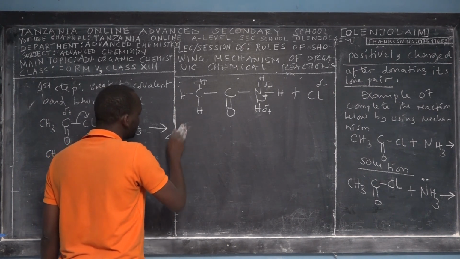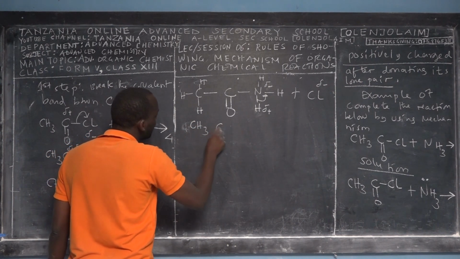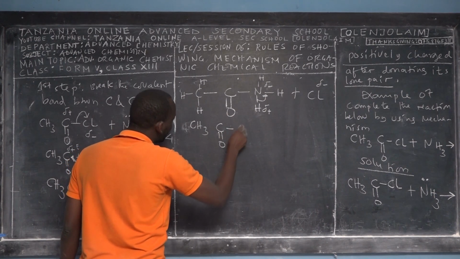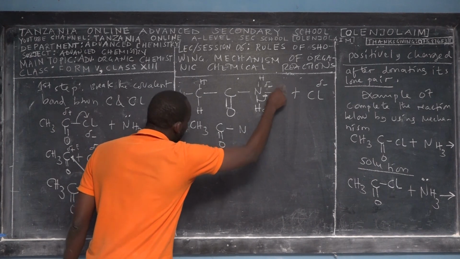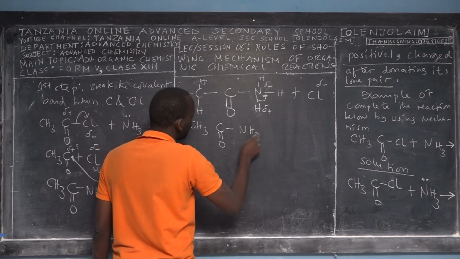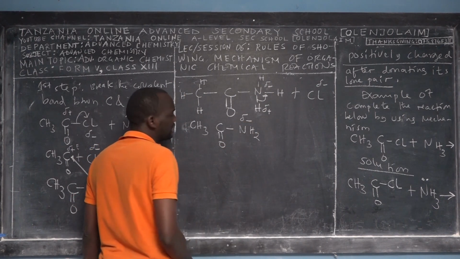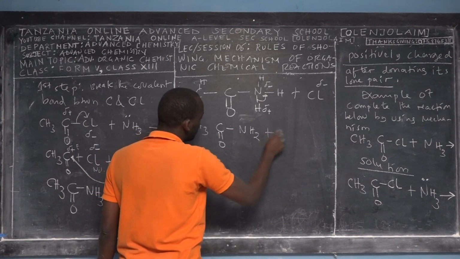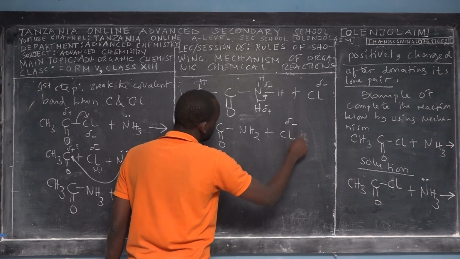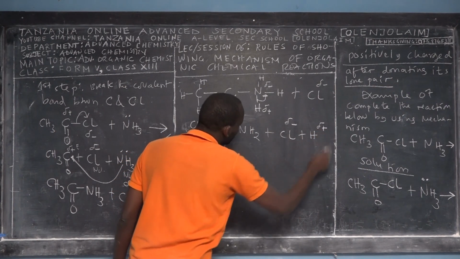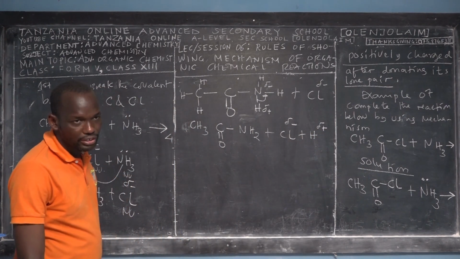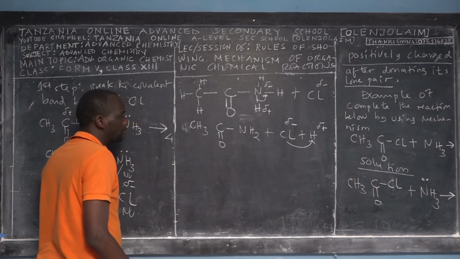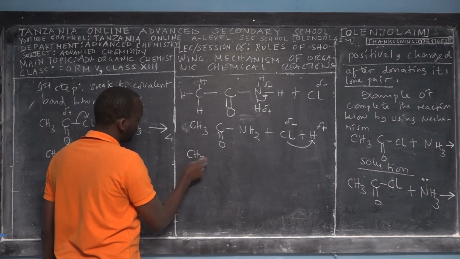So then we say that this is CH3. Here you have carbon double bonded with oxygen. Then you have nitrogen. Here it remains with 2 hydrogens. We can write this partial negative, but it's meaningless, so we just ignore it. And then plus chlorine, which is partial negative, plus hydrogen, which is partially positive. So this is the nucleophile. We donate electrons to the electrophile and form a neutral compound.